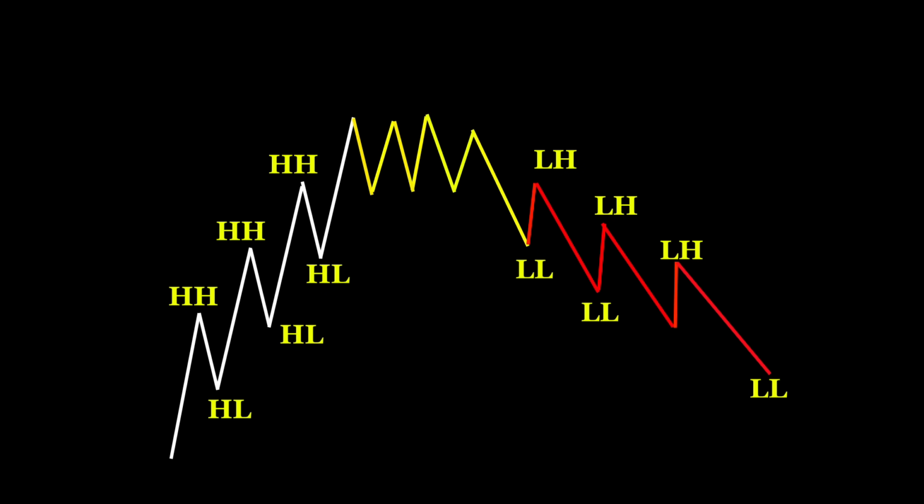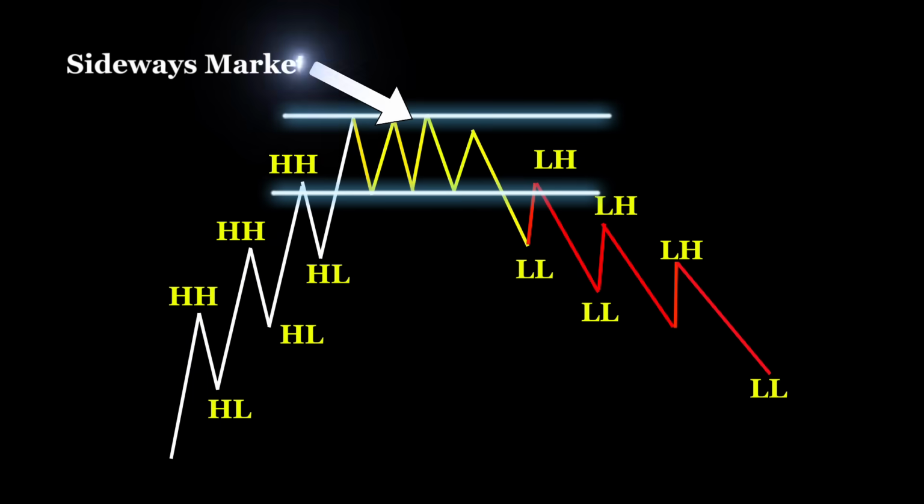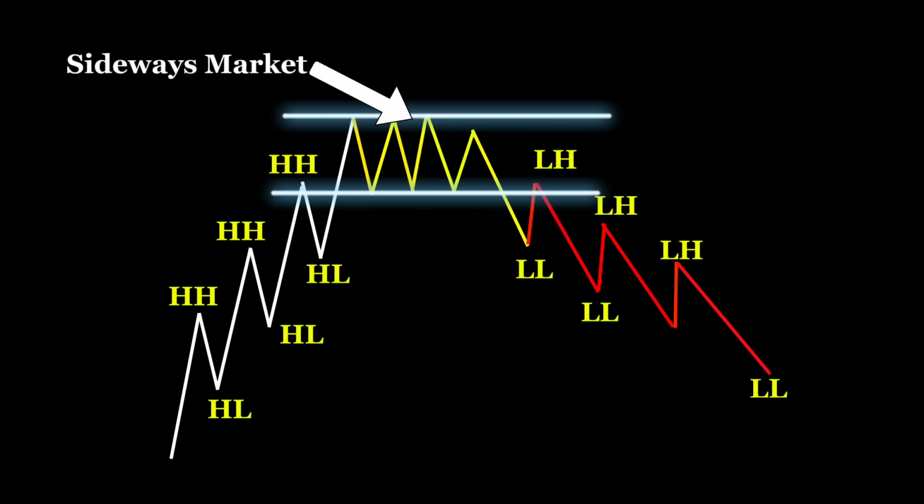Now, here's where most traders make mistakes. The sideways market. It's the phase where price moves between flat highs and flat lows, meaning buyers and sellers are evenly matched. This is the waiting game phase, where the market is gathering energy for the next big move. Think of it like a tug of war. Buyers pull, then sellers pull, but neither side wins. The key to trading a sideways market isn't chasing breakouts too early. It's waiting for confirmation of which side takes control.